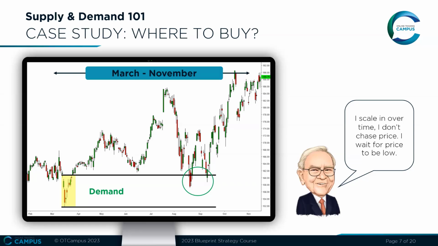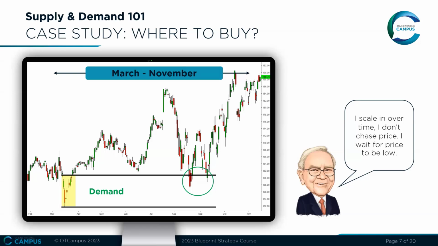So number one, can institutions buy everything they want to buy all at one moment in time or in one day? Yes or no? Well, based on what we just discovered, no. They have to buy a little bit here, right? And then they have to buy a little bit later. And then they have to buy a little bit later again until they've got all their orders filled.